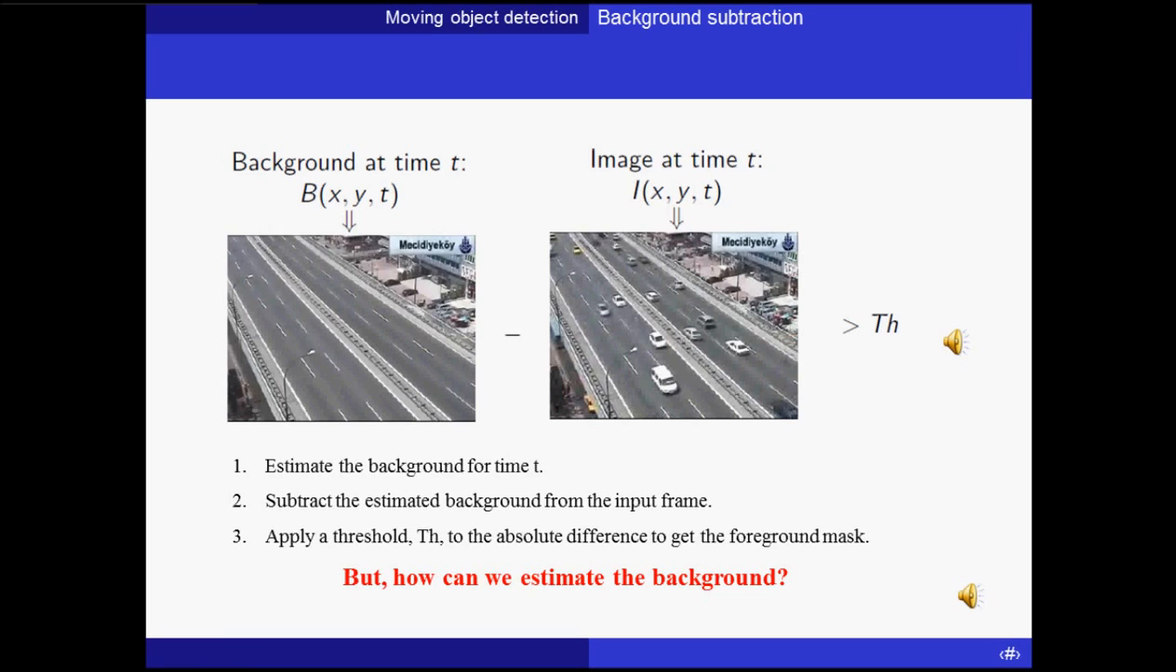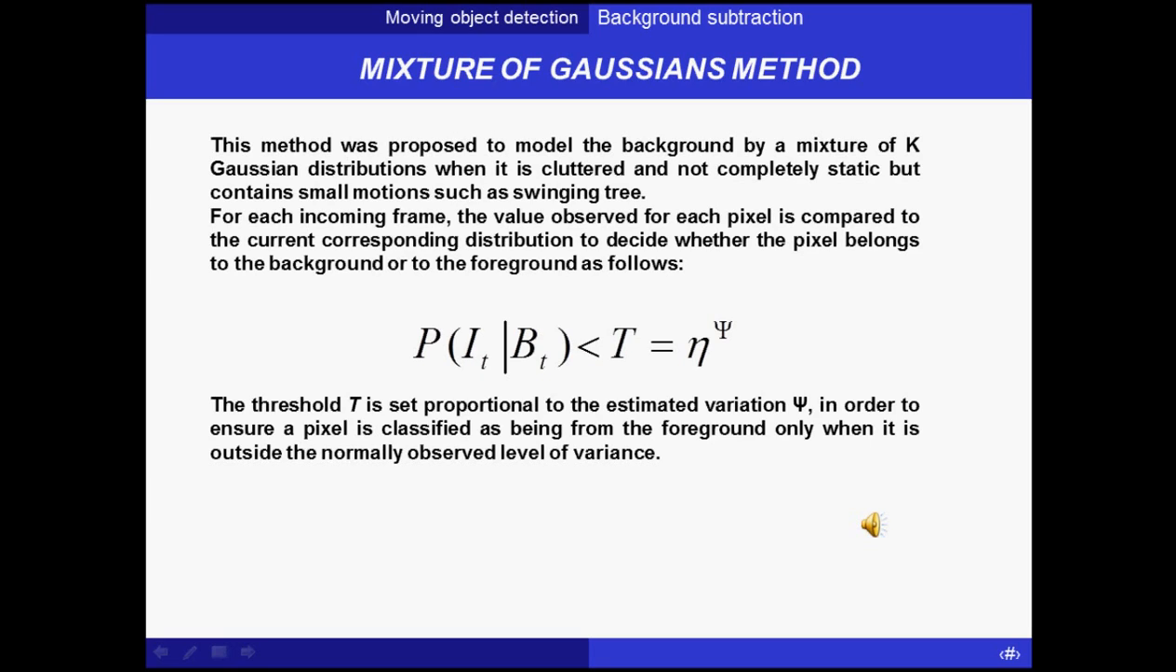Number 1, the mixture of Gaussian method. This method was proposed to model the background by a mixture of K Gaussian distributions when it's blurred and not completely static but contains small motions such as swinging trees. For each incoming frame, the value observed for each pixel is compared to the current corresponding distribution to decide whether the pixel belongs to the background or to the foreground as follows. The threshold t is set proportional to the estimated variation in order to ensure a pixel is classified as being from the foreground only when it's outside the normally observed level of variance.